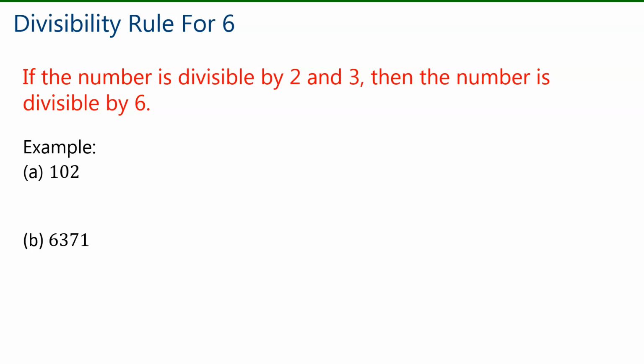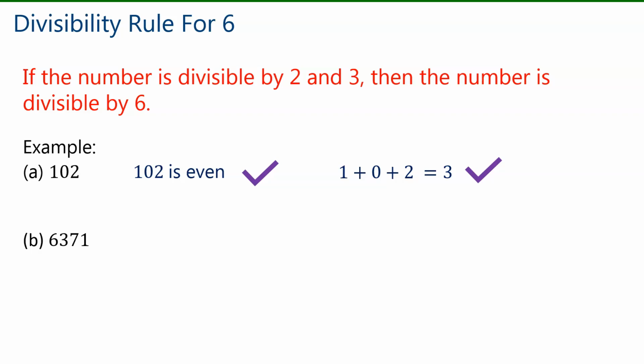So let's look at some examples. So to start, I have 102. Now 102 is even, meaning it is indeed divisible by 2. Now for 3, we have to add 1 and 0 and 2 together. Since that gives me 3, which is a multiple of 3, then that means that this number is divisible by 6, because 2 and 3 both work.